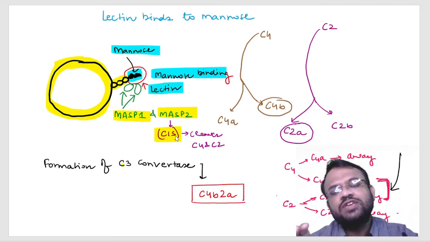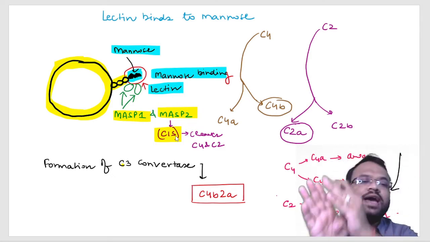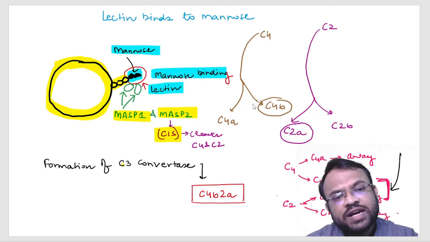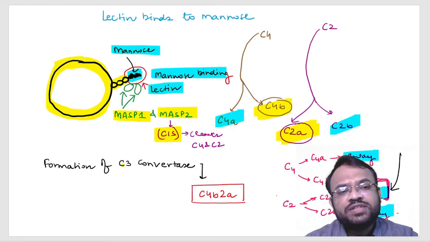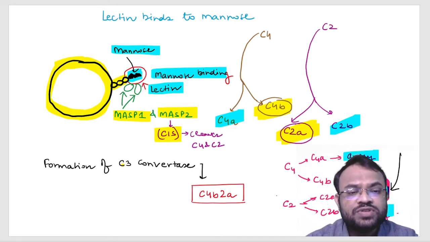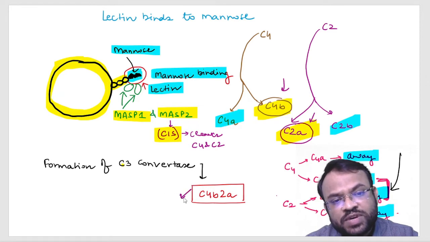When it is cleaving C4, it will form C4a and C4b. When it is cleaving C2, it will form C2a and C2b. I've already told you that C4b will stay and C2a will stay, whereas C4a will move away and C2b will also move away. I've written that also: C4a away, C4b stay, C2a stay, C2b away. So what do we end with over here? Since we are left with only C4b and C2a, we can write it as C4b2a like this.